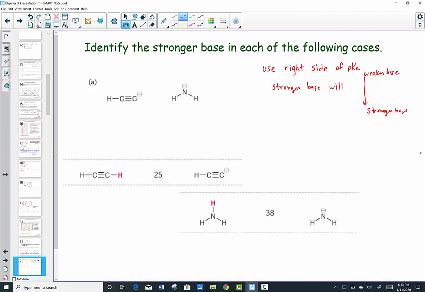Now remember, this goes to the acid, not the base. The weaker acid has a bigger number, therefore it has the stronger base. So the amide is the stronger base because it has a weaker acid. You ready for another? These are really just sneaky ways of making you practice using your pKa chart.